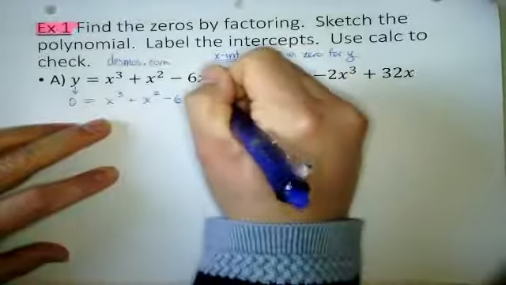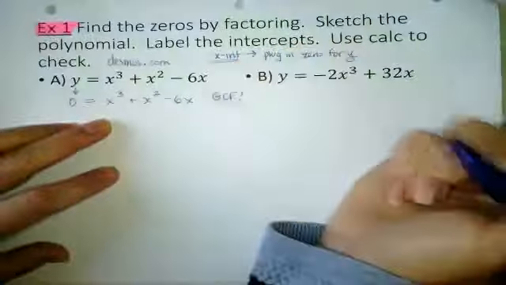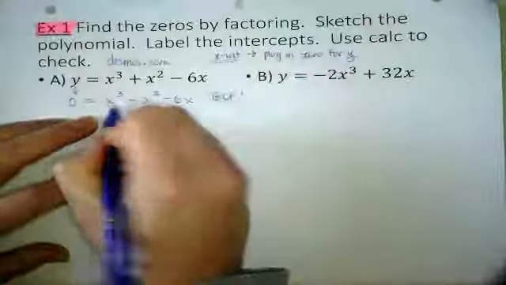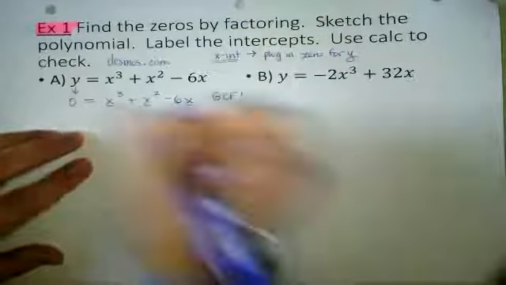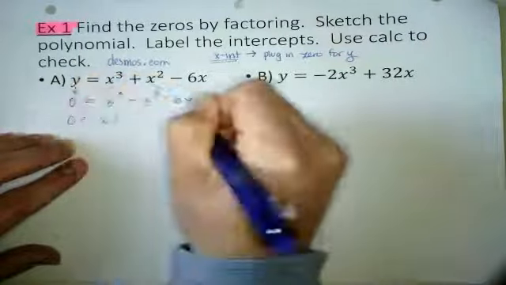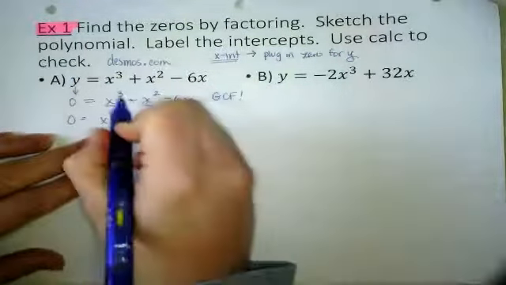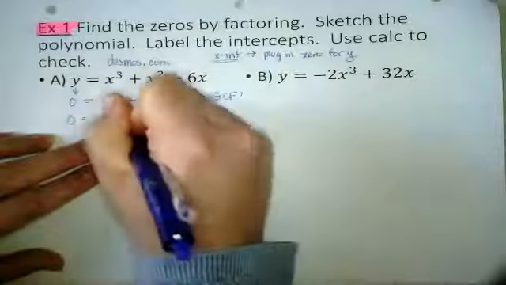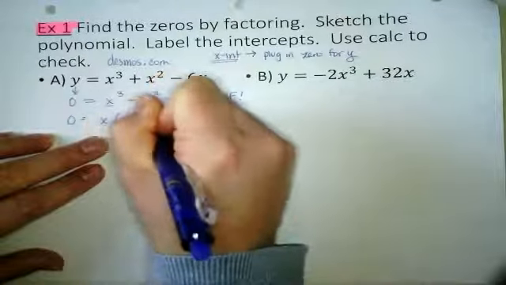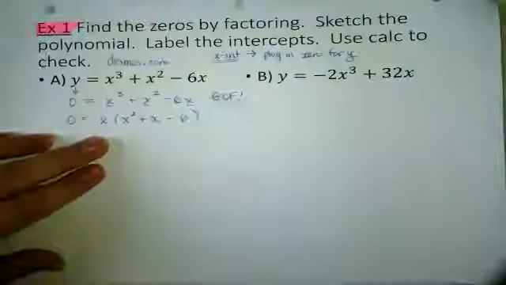Well, let's start by factoring. First thing first is a GCF. I notice that each term has an x that I can take out, so I'm going to undistribute an x. If I take an x out, what's left behind? Well, all these powers are going to decrease by 1. So x squared plus x, and then a minus 6.